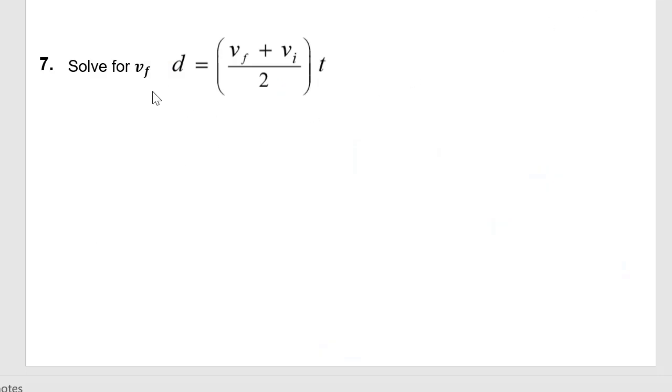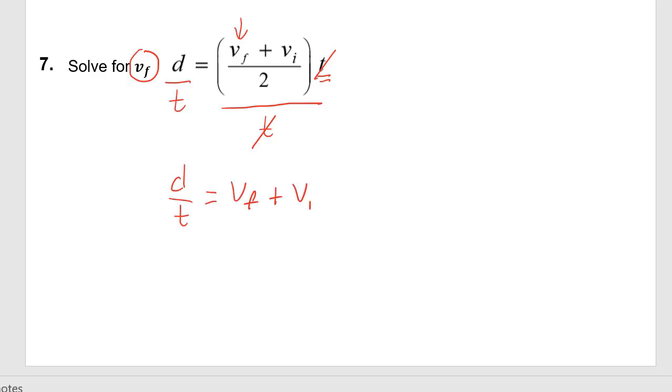So let's take a look at solving this equation for VF, for final velocity. Again, VF is in this fraction on the top here, so we want to break down the fraction. It's also multiplied by t here, so maybe the best first step is to divide both sides by t. I'll just write it like this. This is like a compound fraction, but it still works the same way. We can cancel the t's and we get d over t equals VF plus VI over 2.